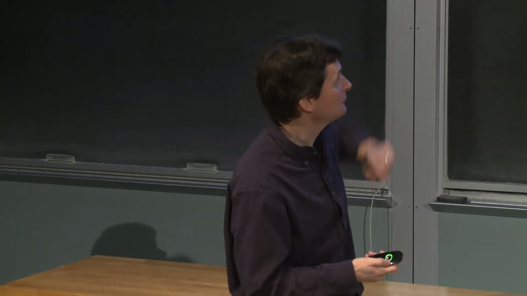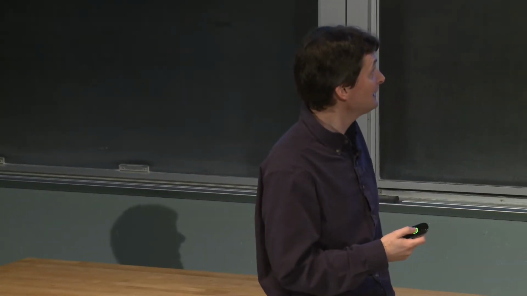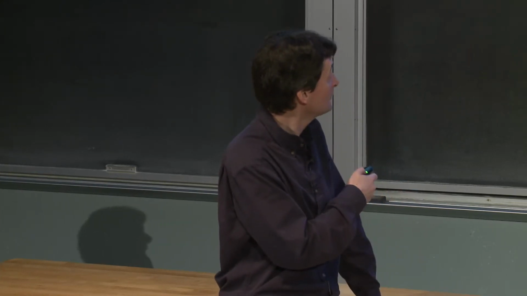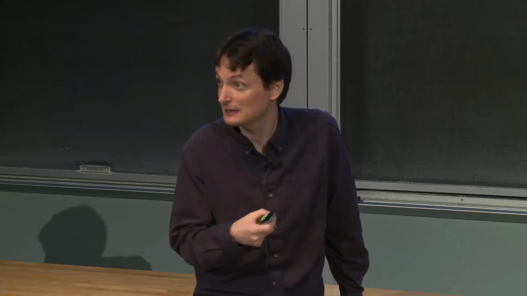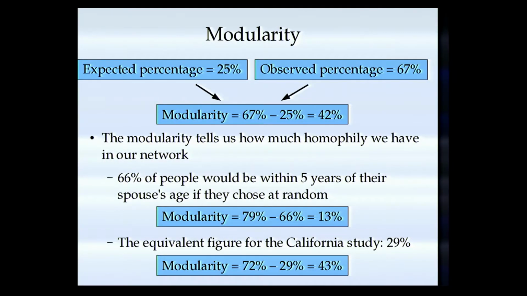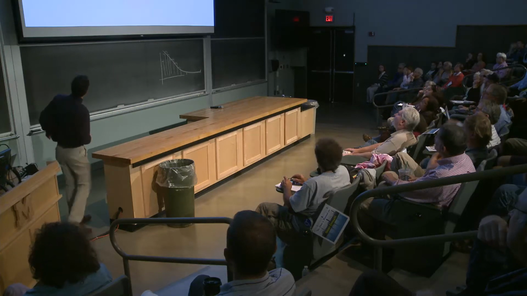On the other hand, if I look at that study of dating couples in California, the equivalent figure for how many people would be in the same ethnic group as the person they're dating would be 29% if they chose at random. So the modularity is 72%, what we saw, minus 29%, or 43%. So again, a pretty big number, even bigger than this one we saw up here. Okay. So this is how we measure this modularity that's going on in the network. Everybody get the idea here? This is going to come back again in a moment.